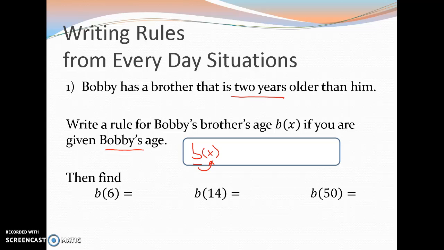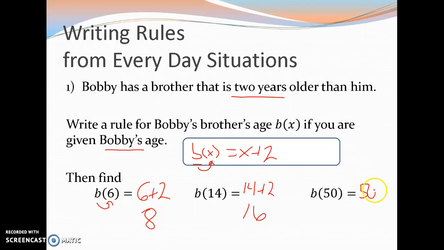But his brother's always 2 years older. So when Bobby was 2, his brother was 4. When Bobby was 5, his brother was 7. So we always take Bobby's age and add 2, and that's the rule. This means that when Bobby was 6, we plug 6 in for x, and it's going to be 6 plus 2, which means his brother was 8. When Bobby was 14, his brother is 14 plus 2, which means his brother is 16. And when Bobby's 50, his brother is going to be 50 plus 2, which means his brother will be 52. And so this equation always gives us what Bobby's brother's age is if we know what Bobby's age is.